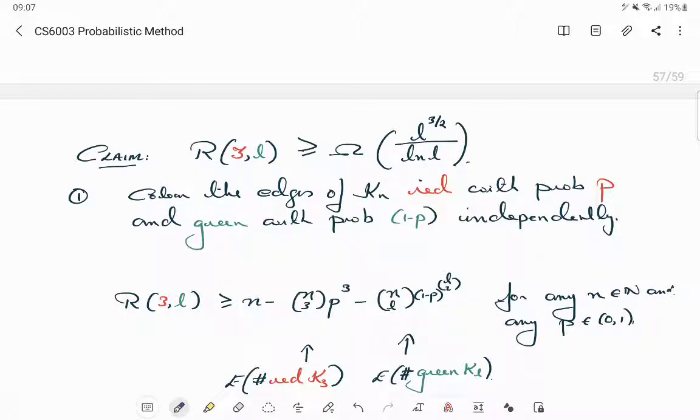This is very popular because instead of thinking of the edges as colored using 2 colors, red and green, you can also think of the red edges being present and the green edges being deleted, or vice versa, both are working, right?